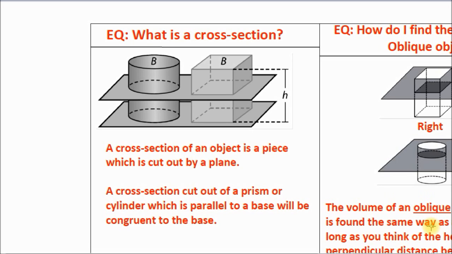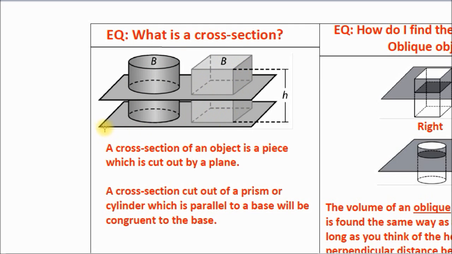Alright, so the top of section 3. There's two subjects I want to cover in this section. The first is, what is a cross section? So the essential question is, what is a cross section? And if you look at these two diagrams, class, you can see we've got a cylinder and we've got a rectangular prism.